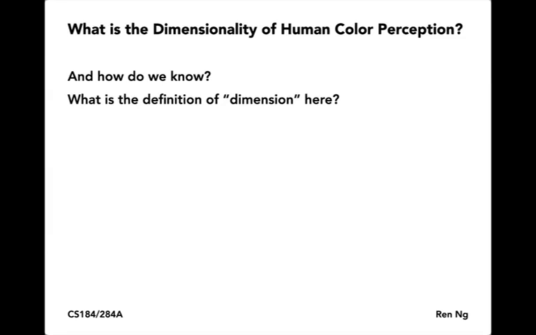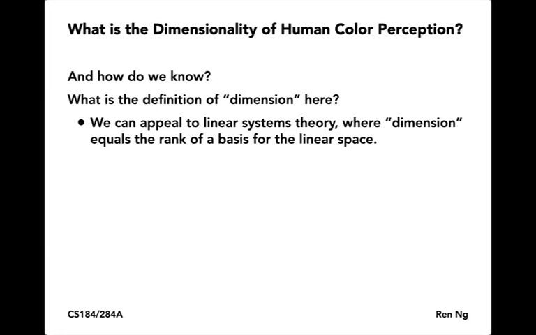We sort of know it's 3D color perception, but what does dimension even mean? And we've already been talking about this, so it's easy to continue. We can appeal, and I encourage you to think of it in this way, to a linear systems theory where the colors form a linear space through combination. Let me be a little precise about that. The colors are the percepts that a person sees, right? So that forms a linear space that we can span by having three representatives in the color space and then taking linear combinations of them. And so the question of dimension will be equal to the rank of a basis for that linear space.